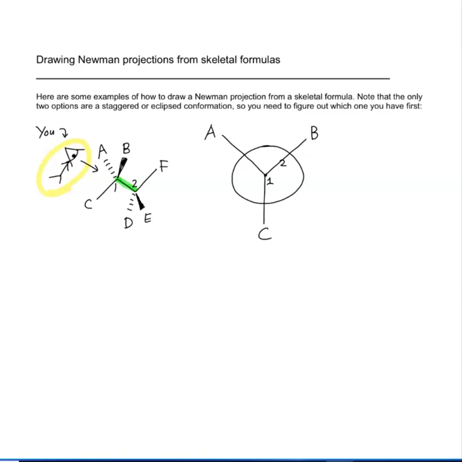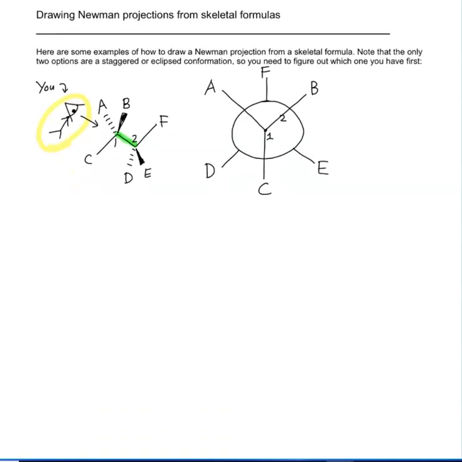On the back carbon, what we see is that F is pointing straight up, E is to the right, and D is to the left. So this is an example of a staggered conformation. Let's try another one so that we can see an eclipsed conformation.